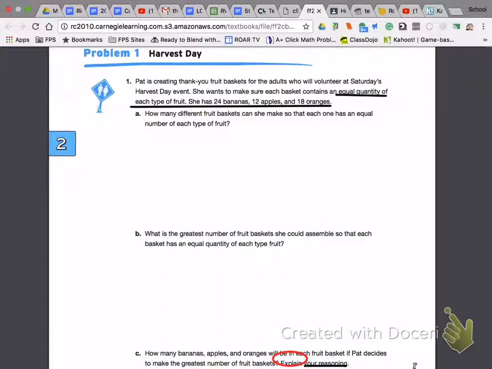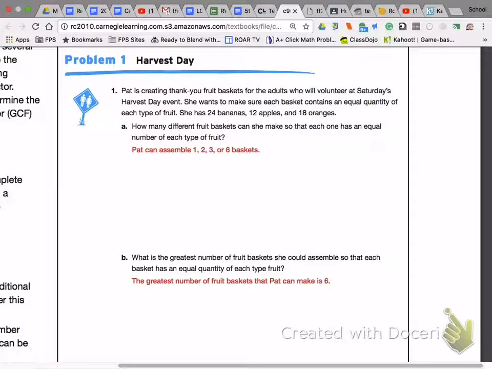Please turn to page 70, problem 1, Harvest Day. Please answer number 1, letters A, B, and C with your group. For number 1, letter A, Pat can assemble 1, 2, 3, or 6 baskets. For letter B, the greatest number of fruit baskets that Pat can make is 6.